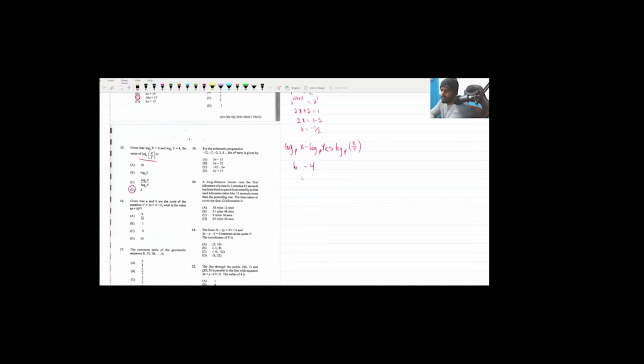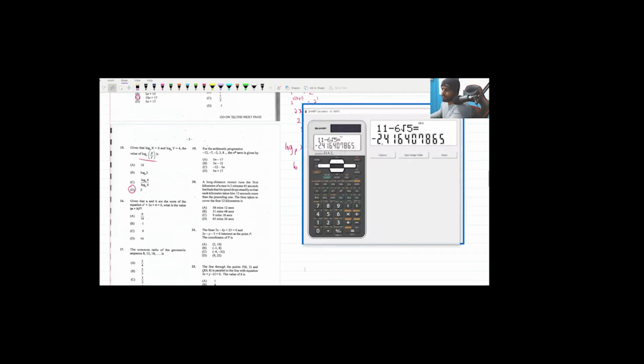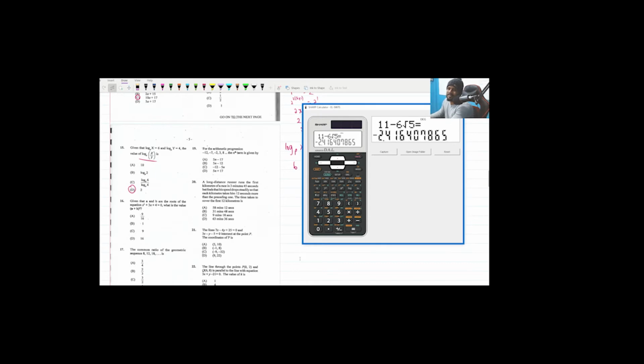You could probably solve the quadratic. Let me do the easier way first, because it's multiple choice. You really don't need to learn alpha beta roots unless you're doing pure. Let me solve the quadratic.